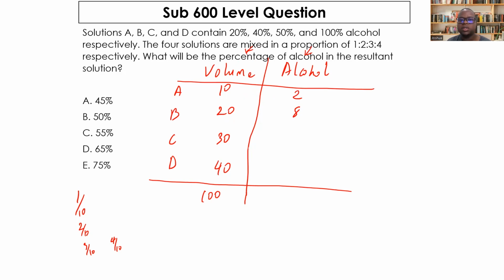42% should be 8 because actually, yeah, that is 10%. 10% of the 20 will be 2 times 4 is 8, yes. 50% of 30 will be 15. And then 100% of 40 will be 40. If you add all these, what do you get?